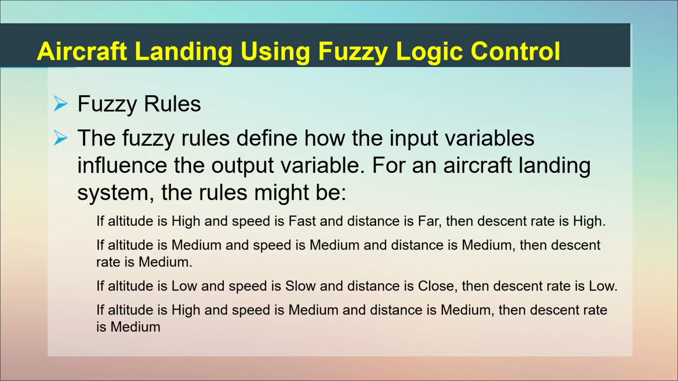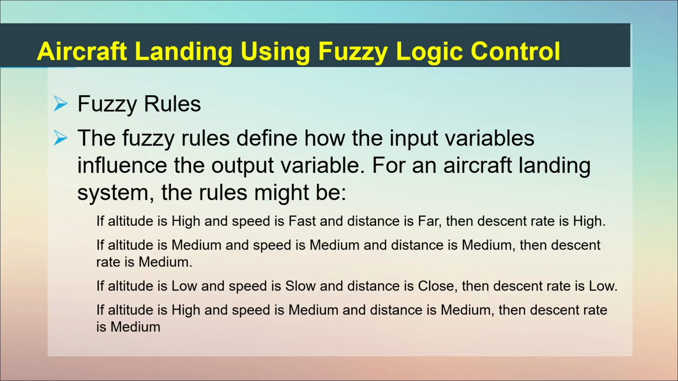Having understood these adjustments, the next thing is you need to define the fuzzy rules. So what is a fuzzy rule? The fuzzy rules define how the input variables influence the output variable. For an aircraft landing system, the rules must be: if altitude is high and the speed is fast and the distance is far, then descent rate is high. If the altitude is medium and the speed is medium and the distance is medium, then descent rate is medium.